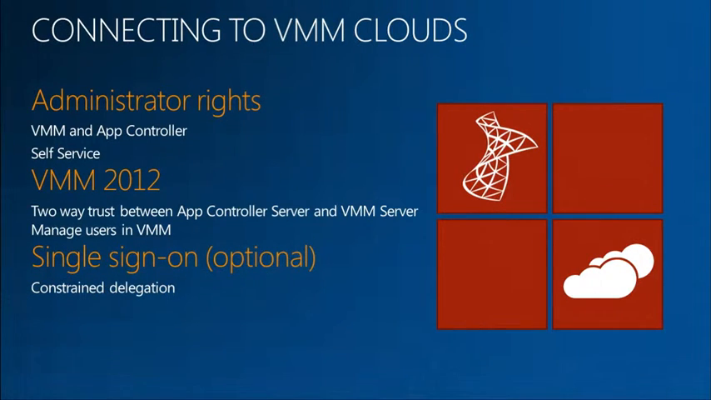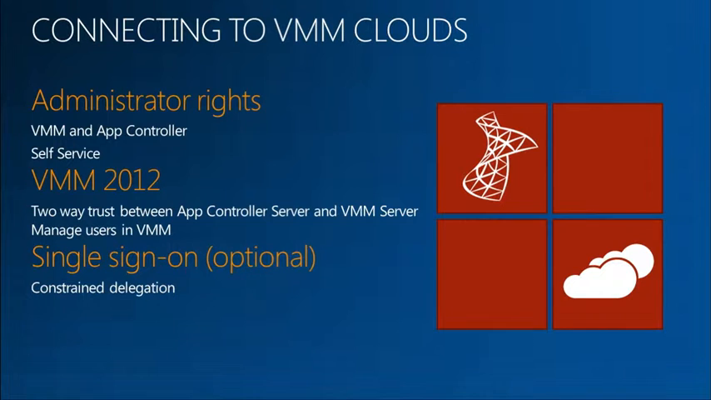But with that, there's a requirement that the trust level between the App Controller server and the VMM server is a two-way, bidirectional trust in AD. Now, we have heard feedback that maybe I have a VMM server that's in one trust and another VMM server that's in another trust, and I want a single App Controller server to talk to those two disparate VMM servers. We don't support that in the current version of App Controller, but we have heard the feedback, and we're looking into ways to hopefully support that in later releases.